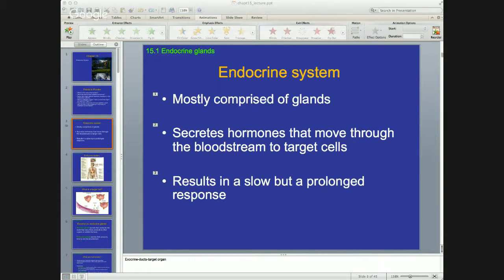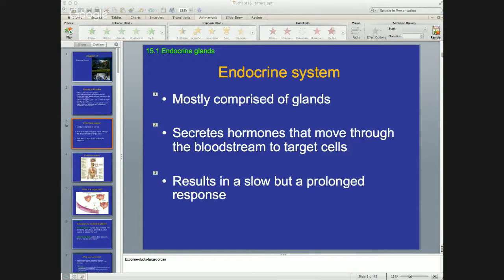In addition to the endocrine system, there's another set of glands known as the exocrine glands. Endocrine glands secrete their products into the bloodstream, but exocrine glands secrete their products via ducts. They have passageways known as ducts, and these ducts will carry their products to organs or to outside of the body.